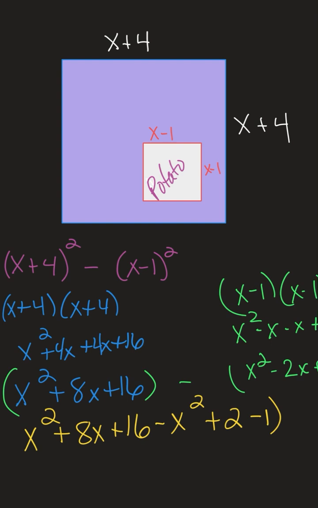And now I can figure out my x squared, and my negative x squared goes away. Oh, why do I keep forgetting my x's, friends? Then I have 10x plus 15. So we want to make sure that we subtract after, and when we subtract, we have to change all of the signs inside the parentheses, right?